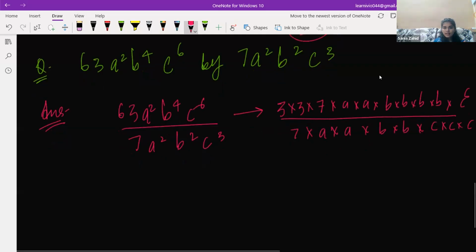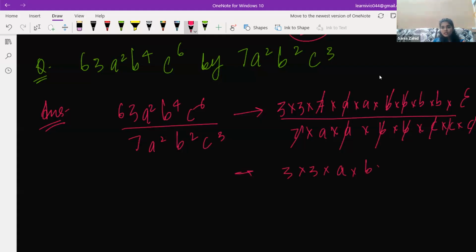Now what can I do? I can cancel 7 and 7. I can cancel a's. I can cancel b once again, and thrice c I can cancel. So what am I left with? All these threes will be cancelled. So I'm left with 3 into a into b into c. You had 6 times c, and you have to cancel 3 times c. So what are you left with? 9b square c cube. C cube you're left with.